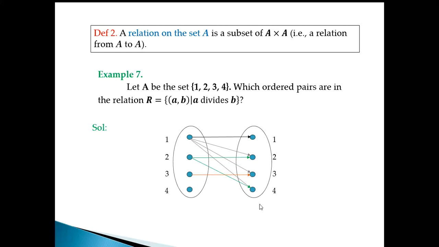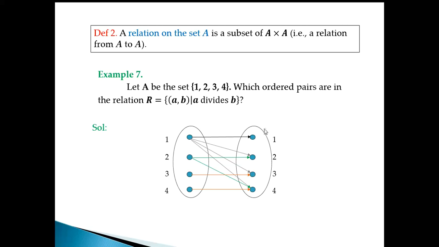3 divides 4? No, it means 3 is not related to 4. Now come to the element 4. Check that. 4 divides 1? No. 4 divides 2? No. 4 divides 3? No. It means that 4 is not related to 1, 2 and 3. Now 4 divides 4. Yes, it means that 4 is related to 4.